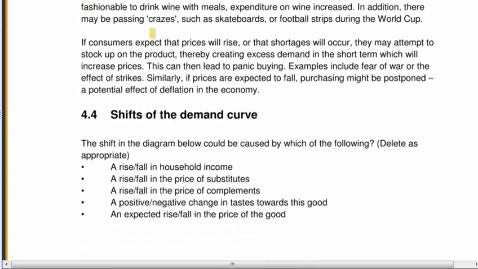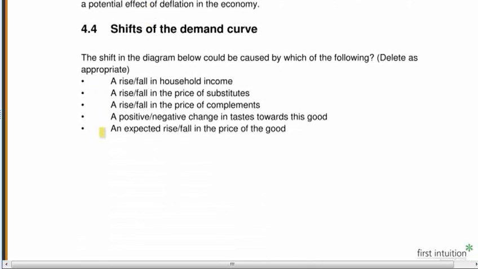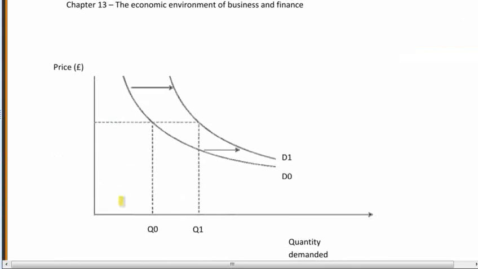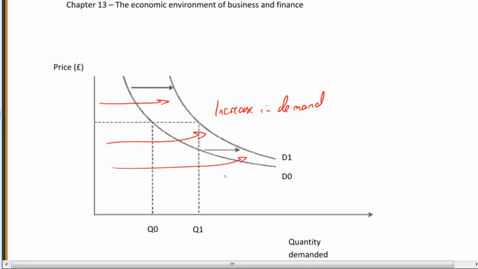Now, we've talked about things other than price causing a shift in a demand curve. Okay, now if you imagine, I'm sorry this has gone on to the next page, imagine our demand curve has moved to the right. So this is what we could call an increase in demand. Okay, at each and every price, consumers want more of this product.